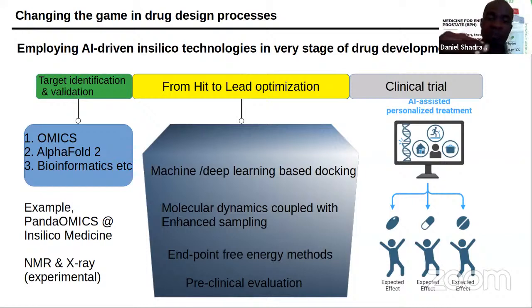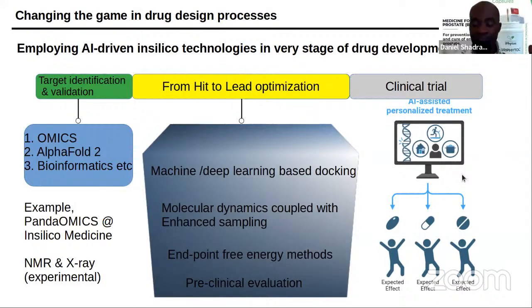So the involvement or integration of deep learning and machine learning with molecular dynamics, coupled with enhanced sampling and endpoint free energy, and the preclinical work, whether in vitro, in silico or in the wet lab, maximizes the chance of success. And when we go to clinical trial, we can still remain with AI-assisted personalized medicine because patients are highly personalized.